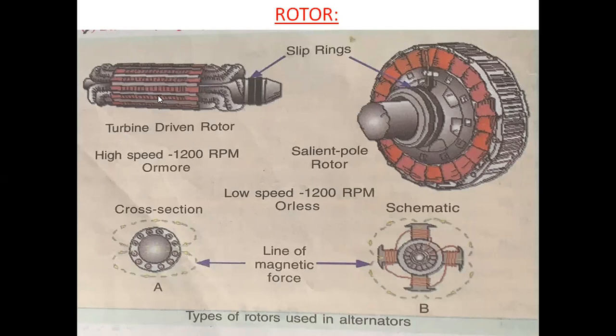See here, these are the salient pole rotors, and these are the smooth cylindrical type rotors. So these salient pole rotors have short axial length and large diameters. The poles and pole shoes will cover two thirds of the pole pitch. I will tell you what pole pitch is in the next classes.